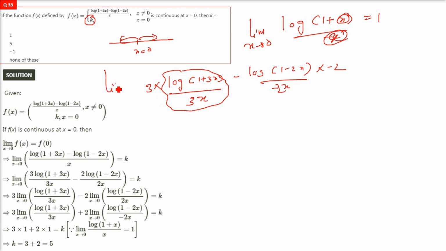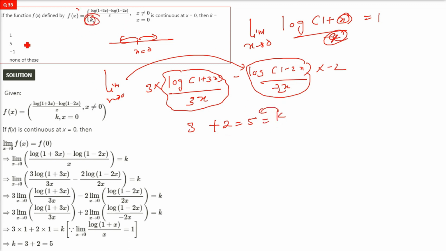So just apply the limit. Log(1 plus 3x) by 3x is 1. Log(1 minus 2x) by minus 2x is 1. 3 remains here. Minus minus is plus, so 3 plus 2 is 5. Just equate it to k, and that k is going to be 5 for continuity at x equals 0.